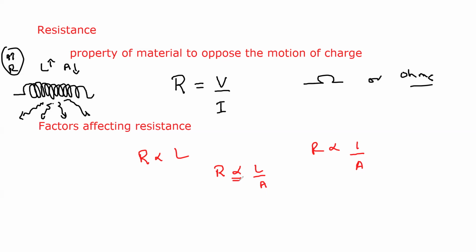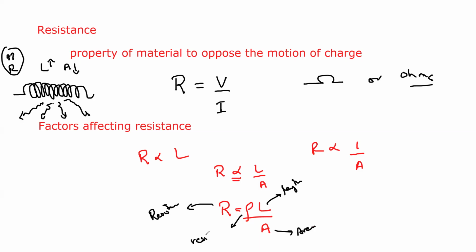When we replace the proportionality sign, we always replace it with an equal to and a constant. So this expression will turn into an equation. R is equal to rho L by A, where R is the resistance, L is the length, and A is the cross-sectional area of the wire. And what about rho? Rho is called resistivity. It is not density. It is called resistivity.